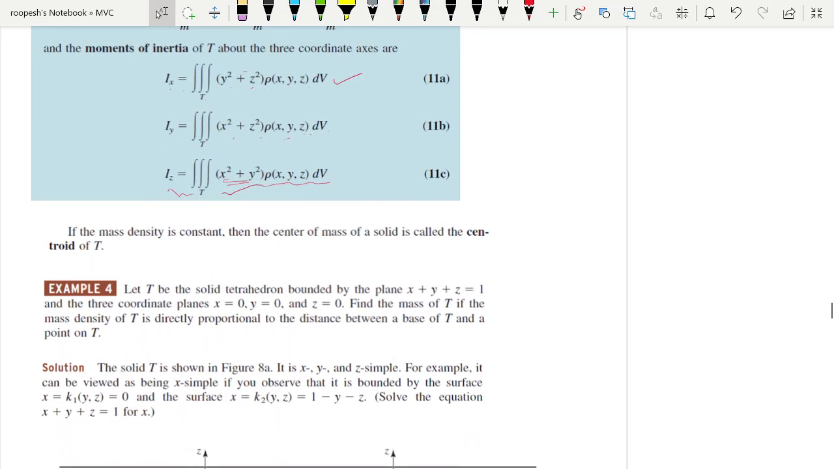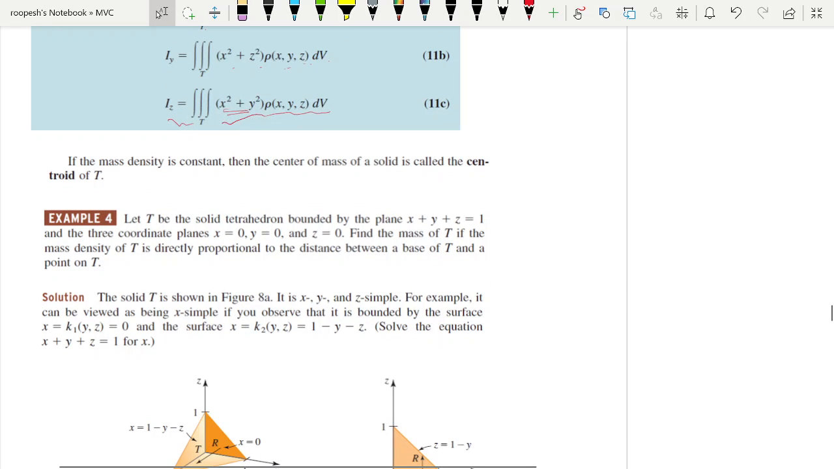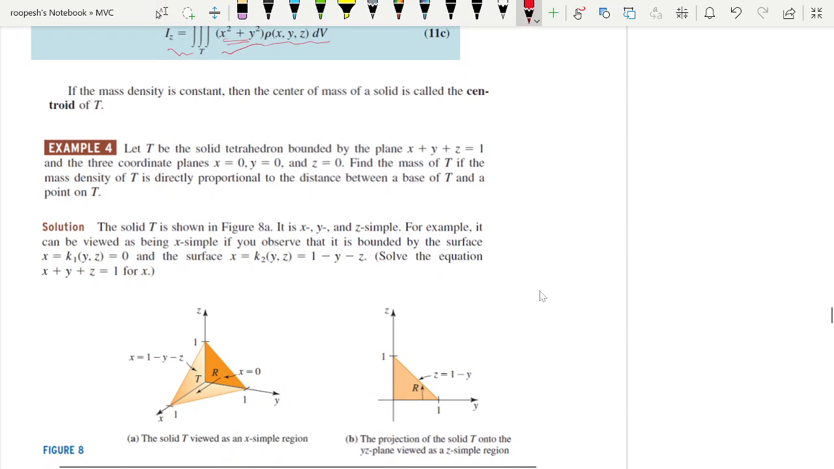Whenever the mass density is constant, the center of mass of a solid is called the centroid of T. So if they ask you to find the centroid, note that the density is constant. Let us see how we can work with these formulas.